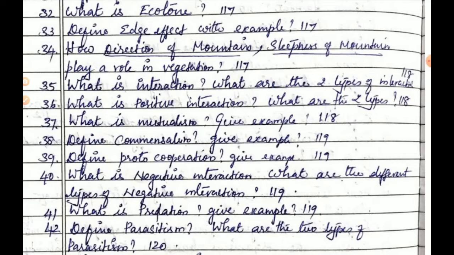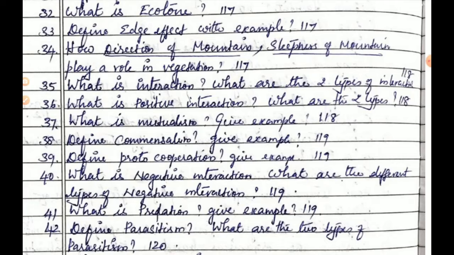What are the two types of interaction? The two types of interaction are positive interaction and negative interaction. In the same paragraph, at the last line, positive interaction and negative interaction.